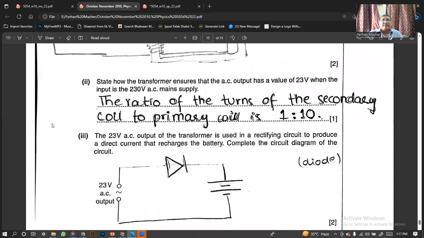Or if you write it more clearly in your sentence, make sure that you mention which quantity you are putting first in your ratio. The ratio of the turns of the secondary coil to the primary coil. You see here we have written clearly that I'm writing the secondary coil turns first, then the primary coil. Secondary coil to the primary coil, then I will say 1:10. If I say primary coil to the secondary coil, then it will be 10:1. So be very clear when you write this.